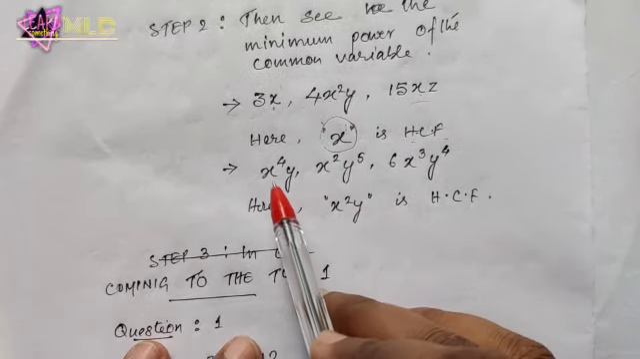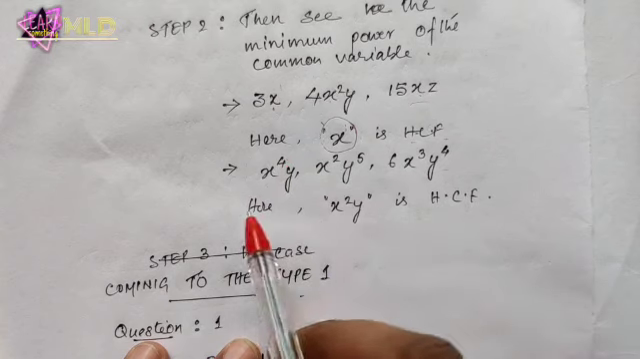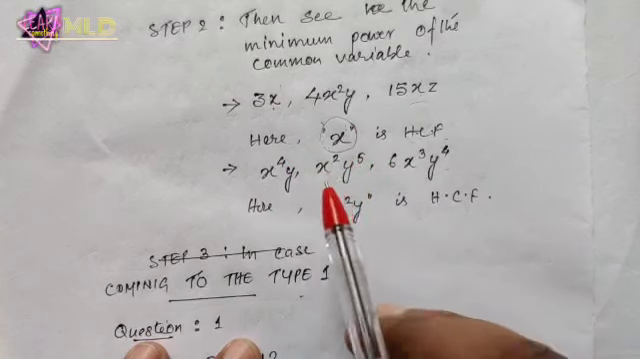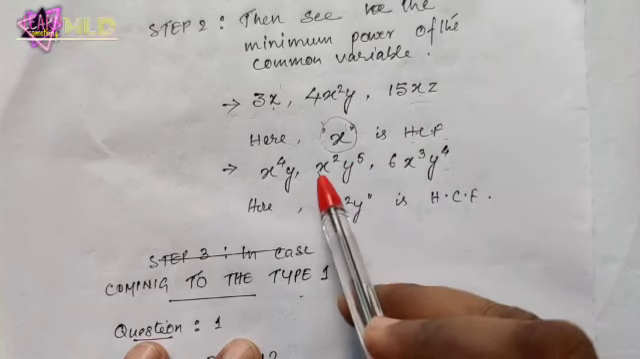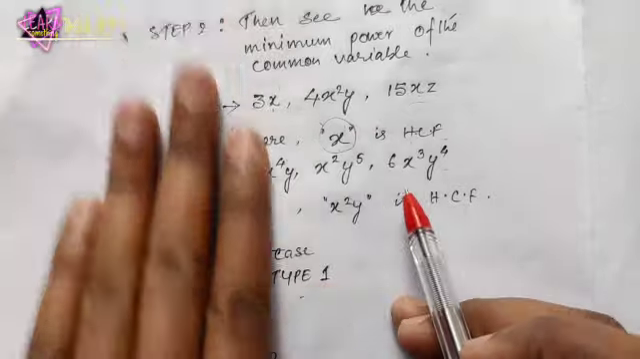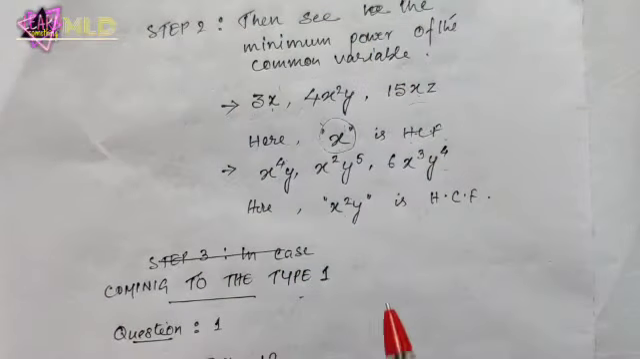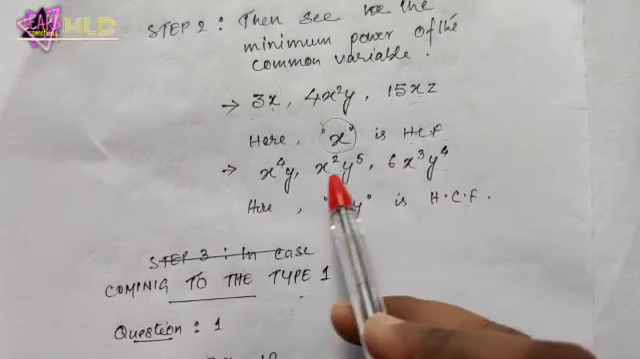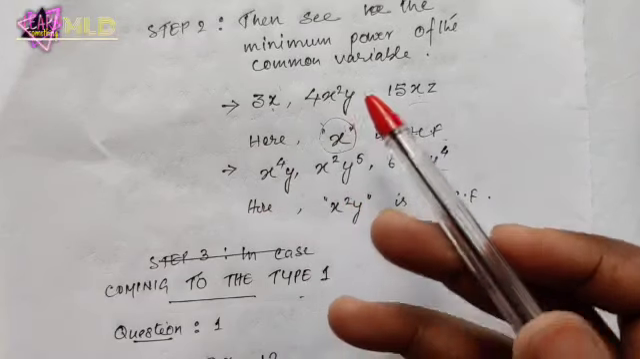Similarly, here x is present in all the terms. Now you see the minimum power x has is 2, so x squared will come. Then you see y here, y here, y here. So y is also present in all the terms, so y can be common.